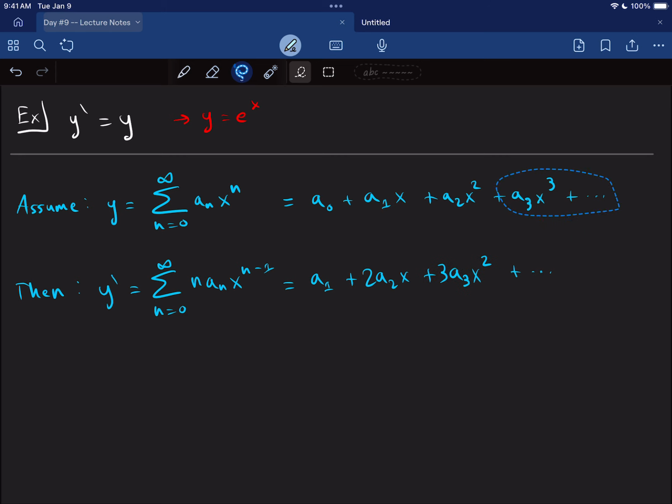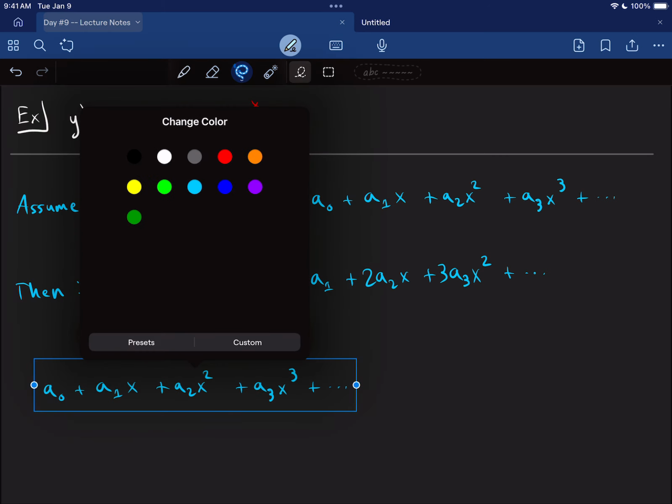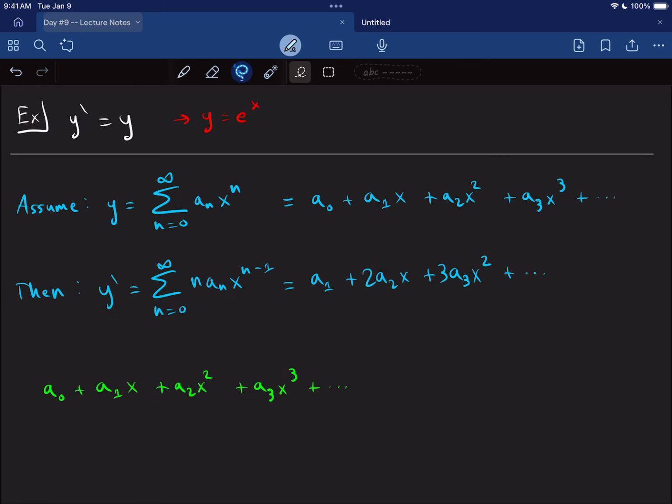Again, this is our simple example. All I'm going to do is copy and paste this. Let's go ahead and do that. We'll change the color, and then let's copy and paste this, change the color, and we'll put an equal sign because these are equal, right? Because we know that y prime is equal to y, I can take these two written out versions of them and I can set them equal to one another.